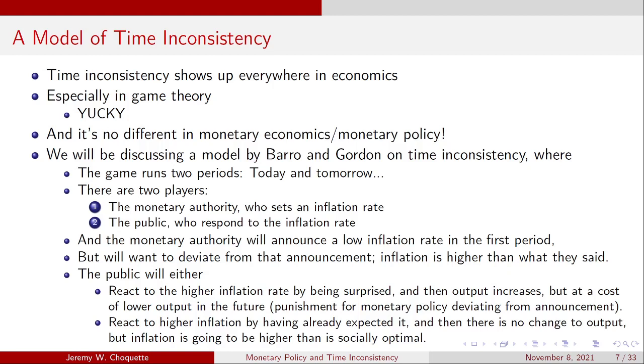And then there's no change to output because, let's say the Fed announces a 0% inflation rate, but everybody goes, they say they want 0% inflation, but we actually know what their preferences are. We know what their quote-unquote objective function is. We'll see what the objective function is in the next slide or two. We already know what it is. Thus, we know what their incentives are, and we are prepared for those incentives. So if they announce 0 inflation, we know it's actually going to be 3%.